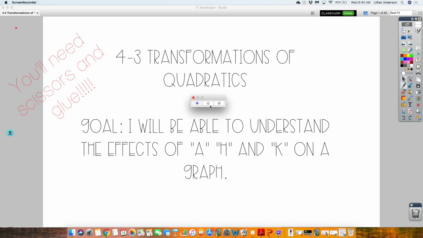All right, so we're going to be talking about the transformations of quadratics, okay? Now, we kind of just hit on it a little bit in the last lesson that we did when we were talking about vertex form, okay? But you guys are going to be able to understand the effects of a, h, and k on a graph. That will span between today and also on Friday.